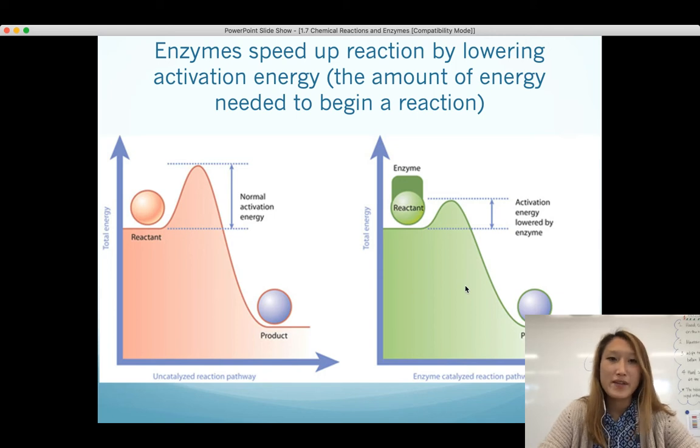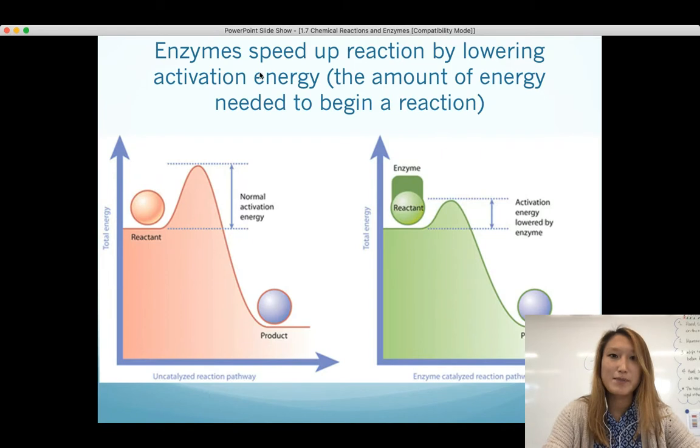Hello everyone, in this video we're going to finish talking about 1.7 enzymes. So this is where we left off during class, where we talk about enzymes speeding up chemical reactions. But these pictures show you how enzymes can speed up chemical reactions.